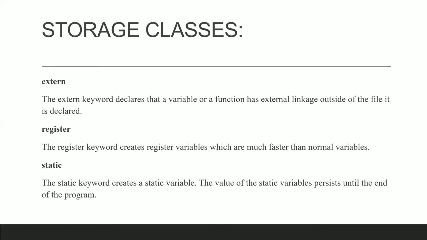Extern keyword expands the visibility of the variable. It declares a variable or a function that has external linkage to outside the file. Syntax is extern, data type, variable name, semicolon. Next comes the register. Register keyword is used to tell the compiler to store the variable in a CPU register instead of memory. They have faster accessibility than normal variables.